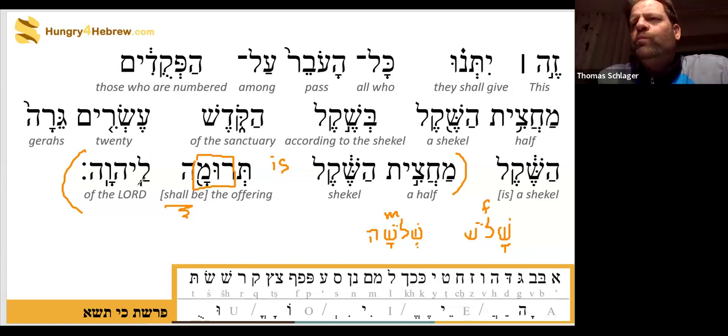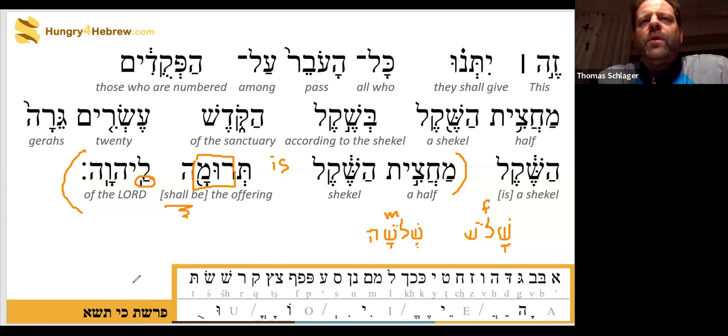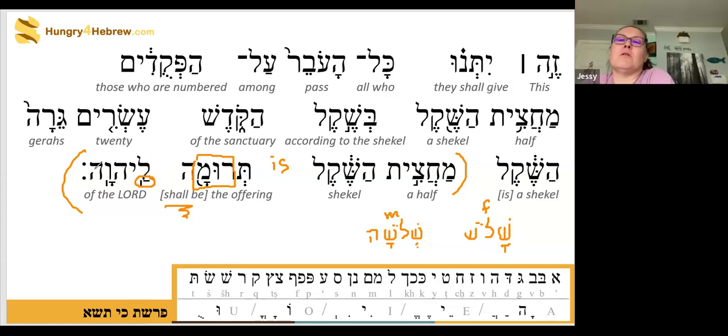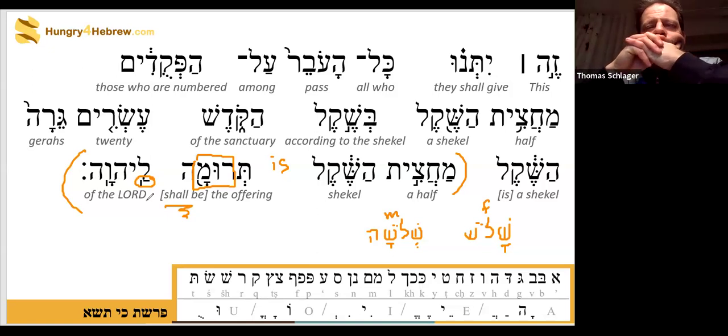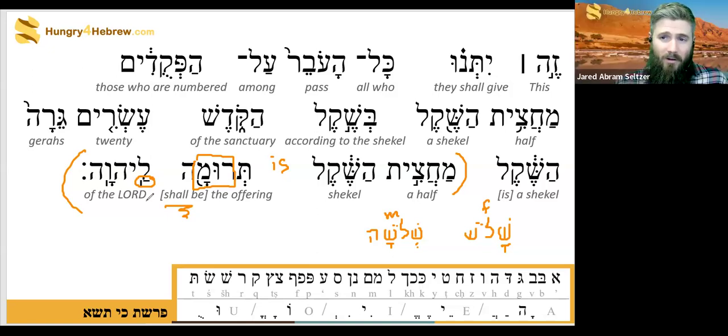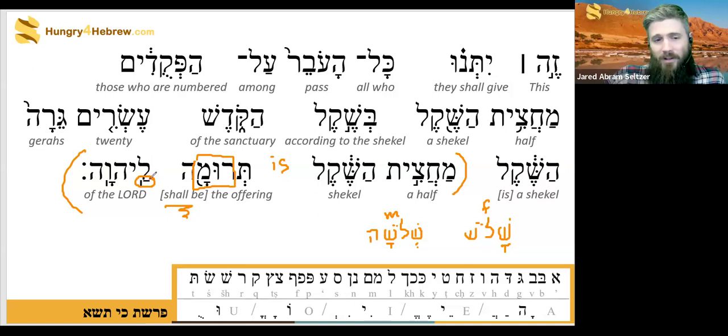To whom? La Adonai, to the Lord. Why is there a patach here? Because it is definite. Do you put a definite article in someone's name? The name is definite, of course. So why do you have to supply the patach, which makes it definite? It's already definite.